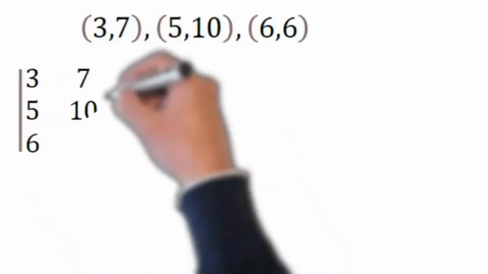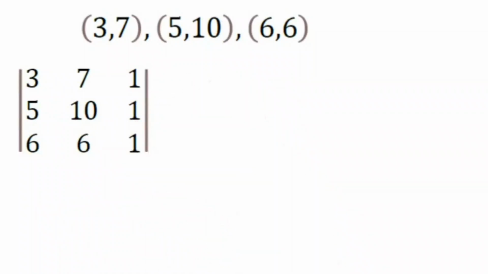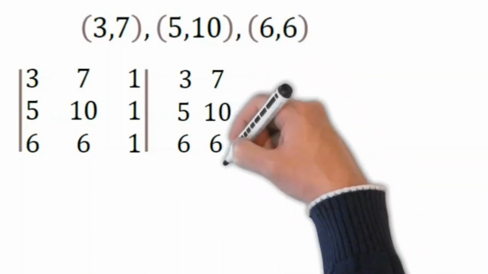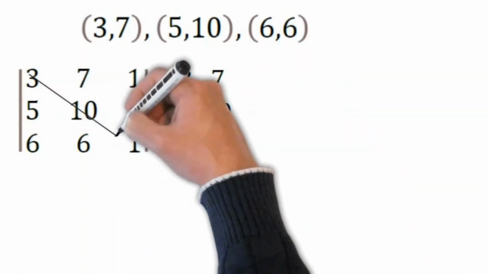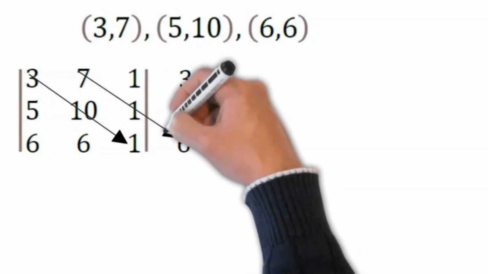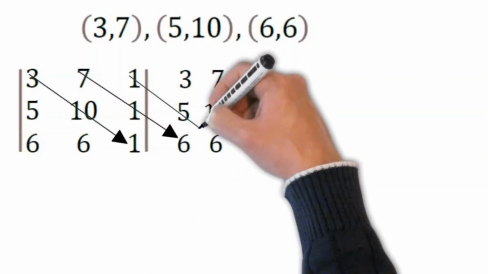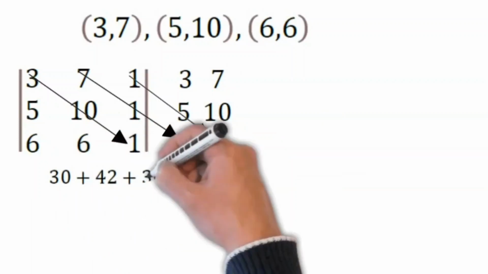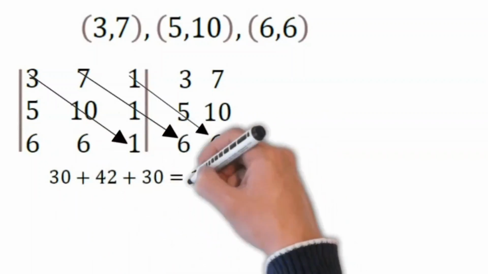Now we have 3, 7 for the first point, 5, 10 for the second point, and 6, 6 for the third point. Then again, let's plug these 3 points into the formula. Copy the first 2 columns, and then we're good to go. And multiply down. 3 times 10 times 1 equals 30. 7 times 1 times 6 equals 42. And 1 times 5 times 6 is equal to 30. 30 plus 42 plus 30 will give you 102.